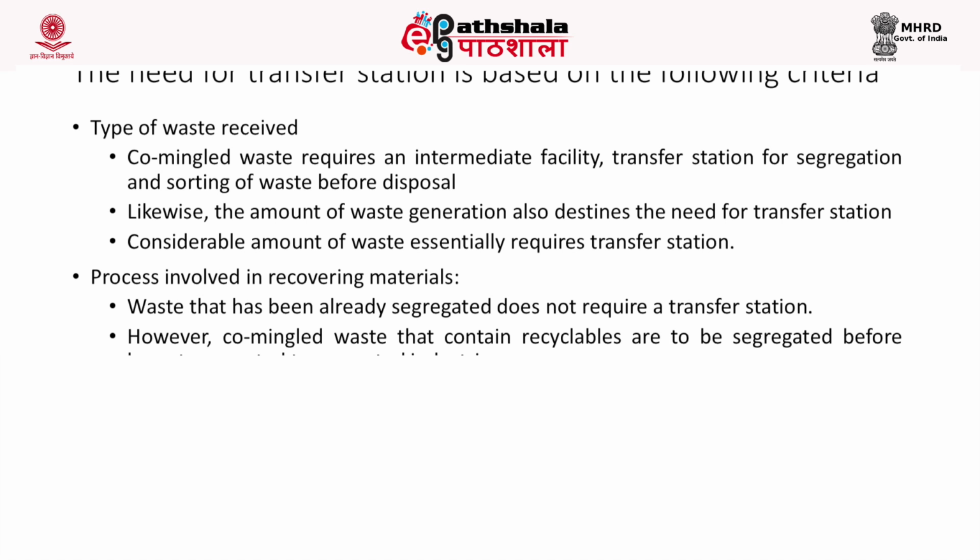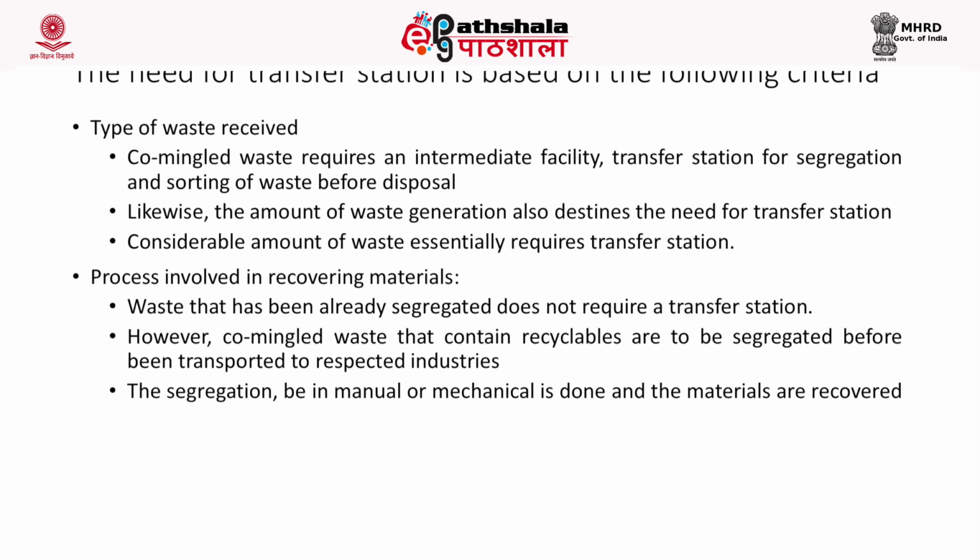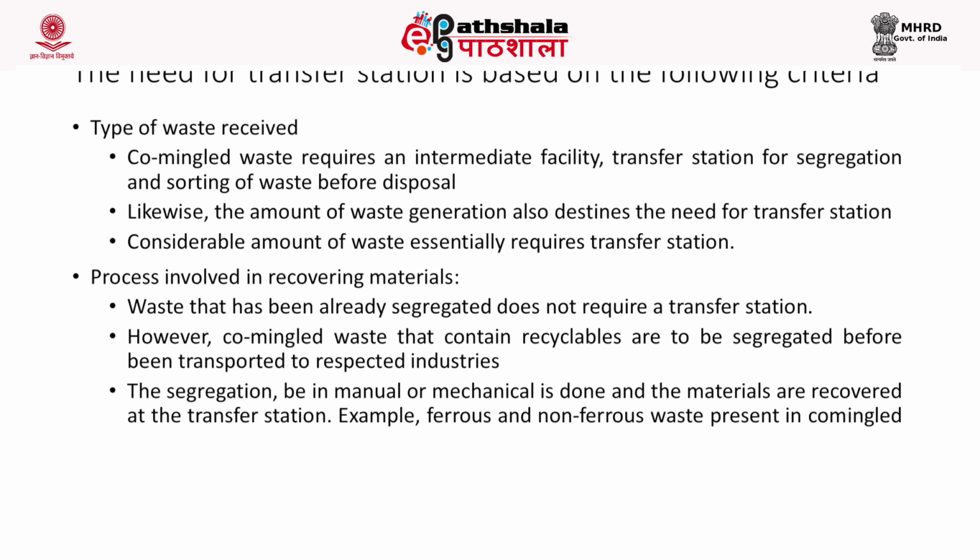Now, under type of waste received, for example, when you receive a commingled waste, it requires an intermediate facility for segregation and sorting. Likewise, if you have a huge amount of waste generation, that also requires the need for a transfer station. Next, the processing involved in recovering materials. For example, if you have a commingled waste with a lot of recyclables in it, you need an intermediate site for segregation. So, that can act like a site where you can recover materials. Waste that has already been segregated does not require a transfer station.